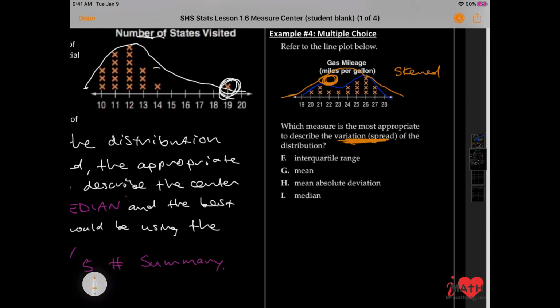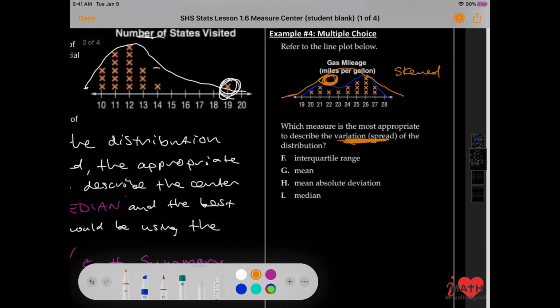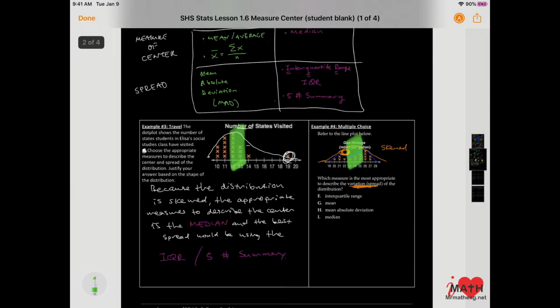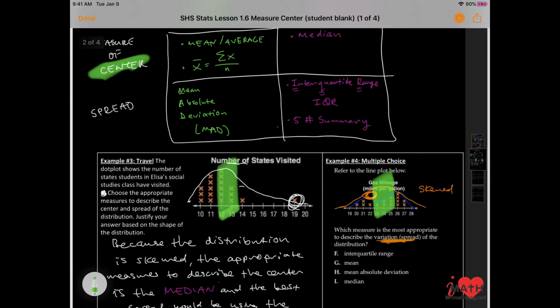So notice how they're not talking about center, okay? So let's hammer this point home. On a graph, center would be this, right down the middle. Right down the middle. See that? That would be your center, okay?